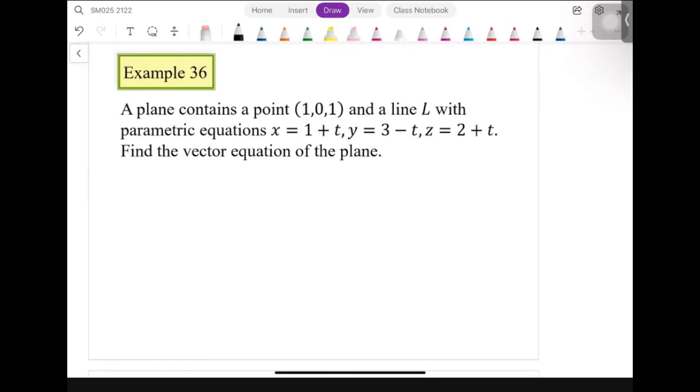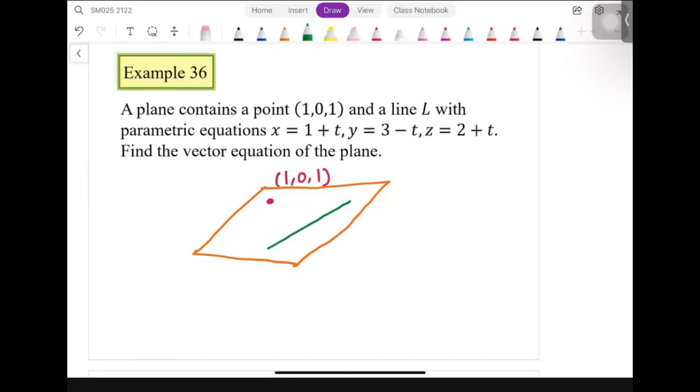Alright, so we have a plane contain a point 1, 0, 1. Okay, tak ada masalah. Kita ada plane. Plane saya ada point 1, 0, 1. And then a line parametric. Line tu dia bagi dalam bentuk parametric. So maksudnya atas plane ni ada satu line. Kita lukis je lah. Kita tak tahu kat mana direction. Lukis je satu line. Okay. So saya ada line. Line tu kita dah ada parametric equation. Find the vector equation of a plane.